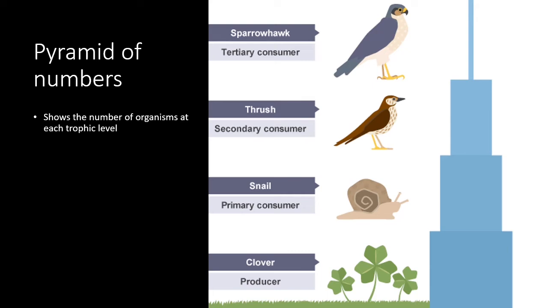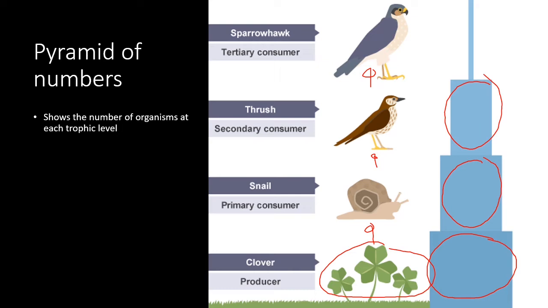At the bottom here, we've got our producers. The simple food chain, of course, goes producer to snail, to thrush, to sparrowhawk. So we've turned it to that side here. Now, you're going to find that there'll be lots of clover being eaten. So this big bar here represents lots of clover. Snails, again, there's going to be some snails, not as many snails as there are clover, but certainly we've got the snails here. So we're going to have a smaller bar for the snails. Then there are not going to be as many thrush eating the snails, so it's going to decrease again. And then last of all, of course, you've got the sparrowhawk, which might only be one of these things at the top here.